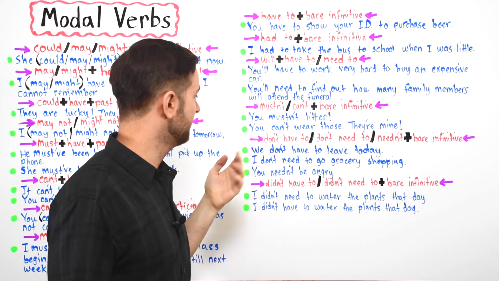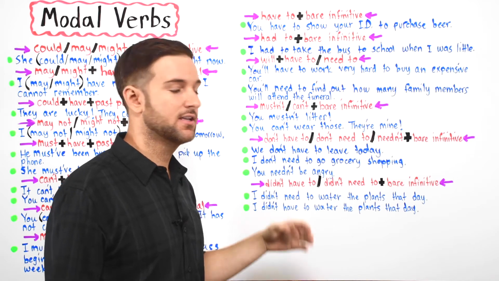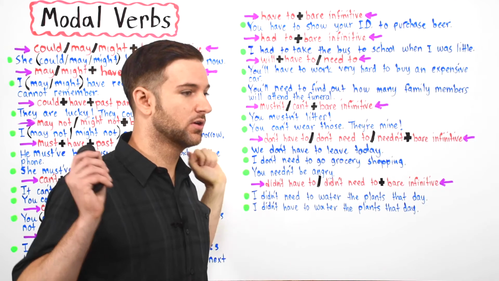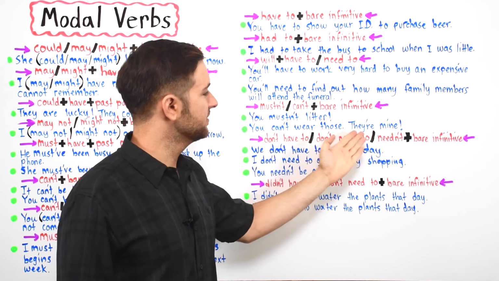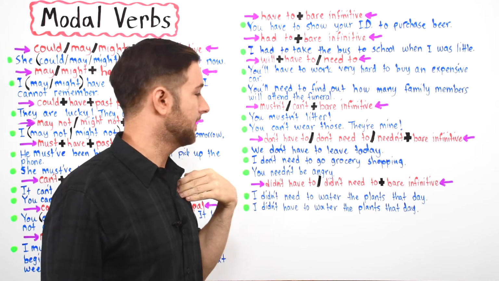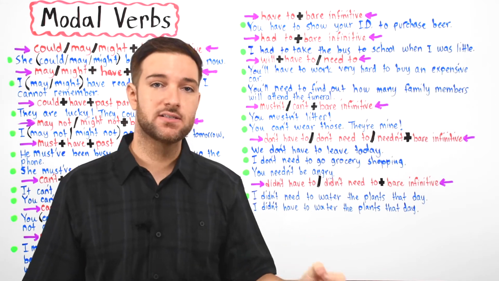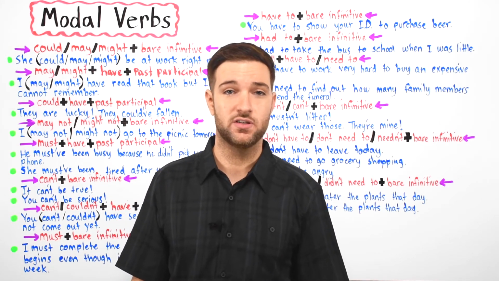I mustn't do that. You can't wear those, they're mine. Like we're talking about shoes, okay? Things that you put on your body, like a shirt or a jacket or pants. You can't wear those, they're mine. They belong to me. I bought them. All right? And finally, when expressing absence of necessity, we use words that I'm sure you're already quite familiar with.